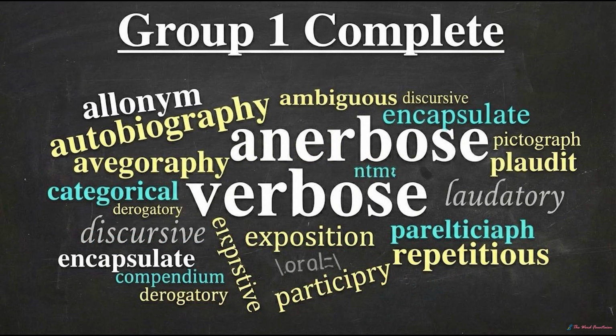And if you look back, we've really built a narrative. We started with identity, allonyms and autobiographies, then clarity, ambiguous versus categorical, then delivery, compendiums, expositions, and finally we critiqued the style: laudatory, discursive, repetitious. It really changes how you listen to people.